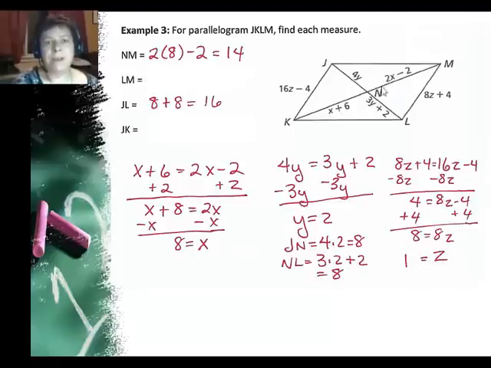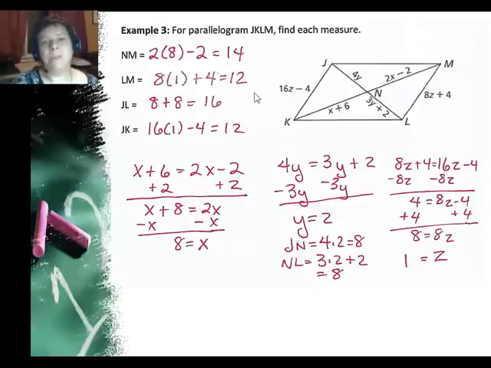Now I can find LM right here and JK, this segment. So we'll start with JK. 16 times 1 minus 4 is 16 minus 4, or 12. Here I have 8 times 1 plus 4. 8 times 1 is 8, plus 4 is 12. So our answer for the length on this side is 12. And that makes sense. JK should be exactly the same size as LM. I actually didn't have to calculate them both.